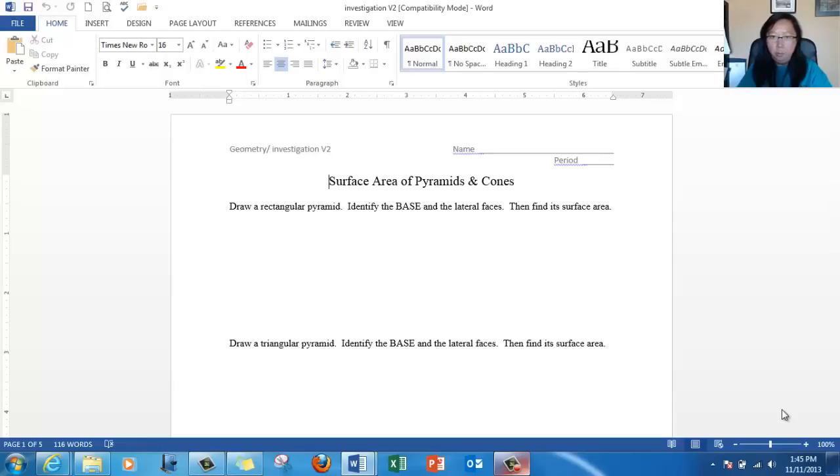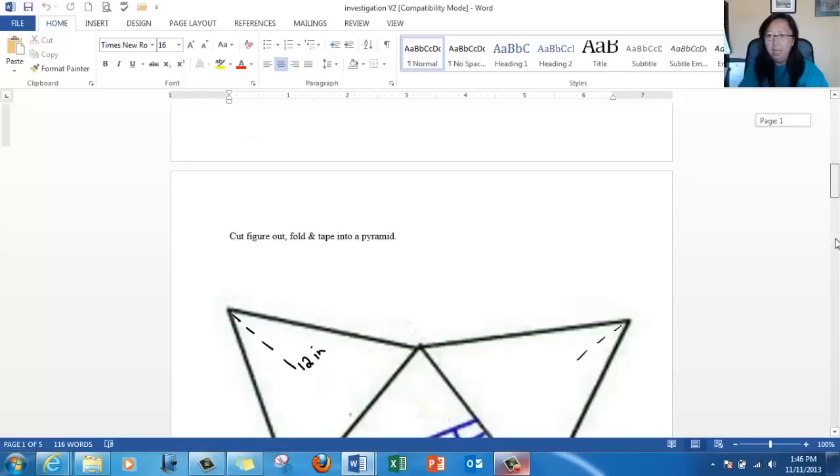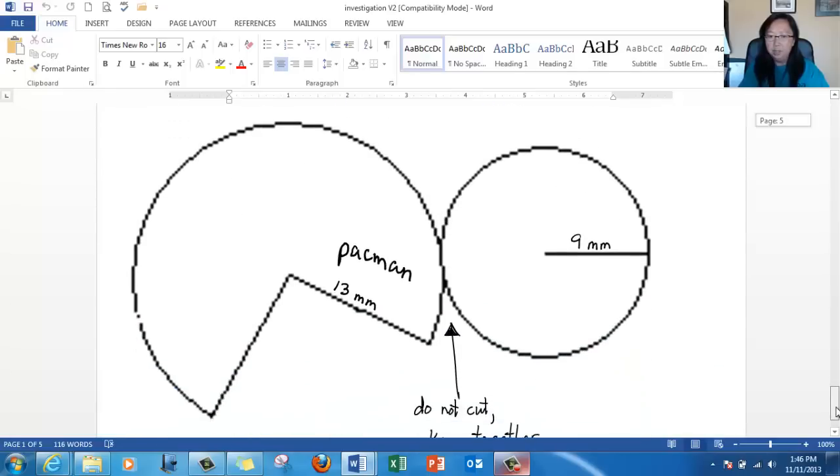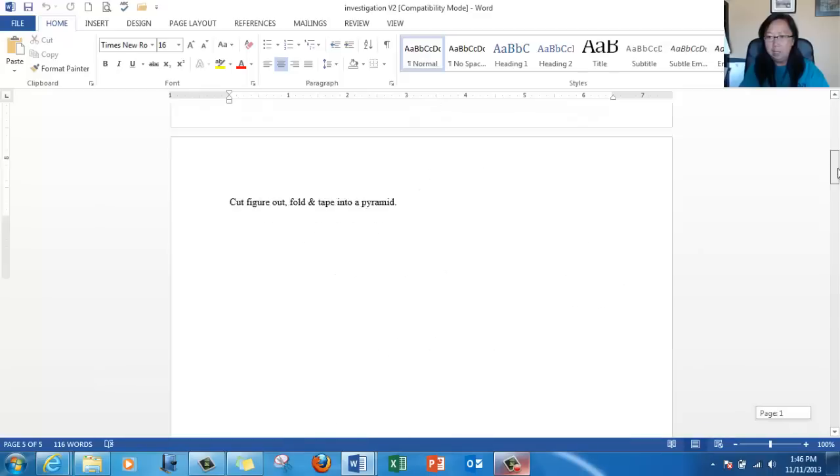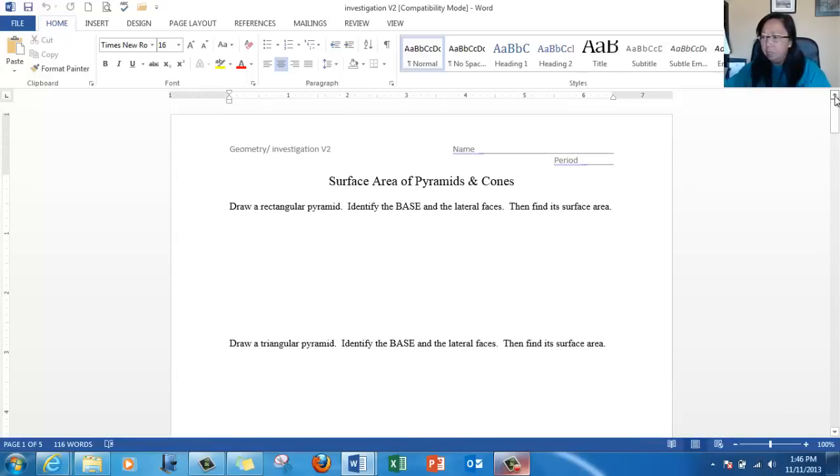Start video now. When you cut and tape your cone, it will look like this. This part of the cone, the sharp part, we call it Pac-Man. Because remember, before we actually taped it together, it kind of looks like Pac-Man right here. Okay, we call this part the Pac-Man piece, and we call this a circle. All right, let's get to the calculations.